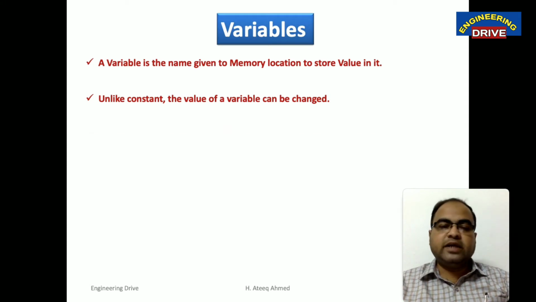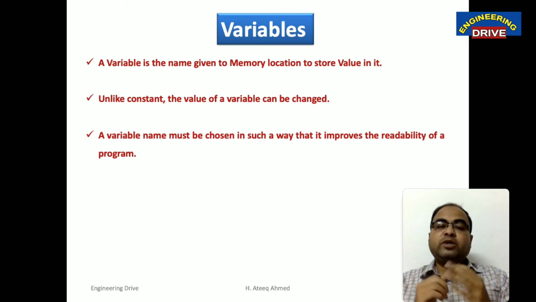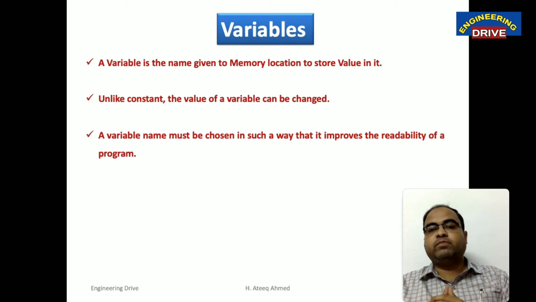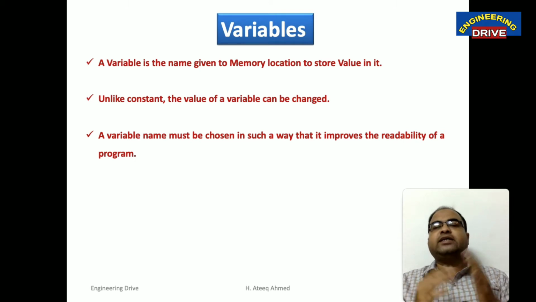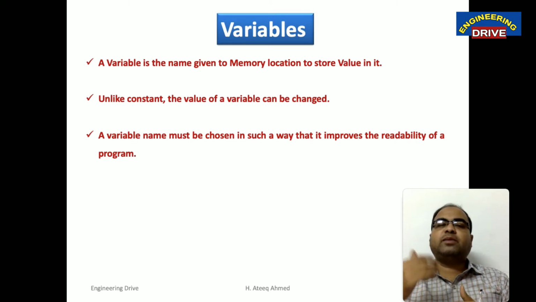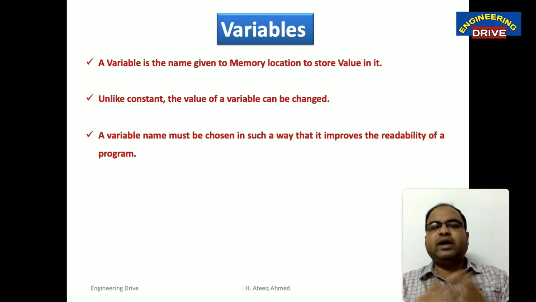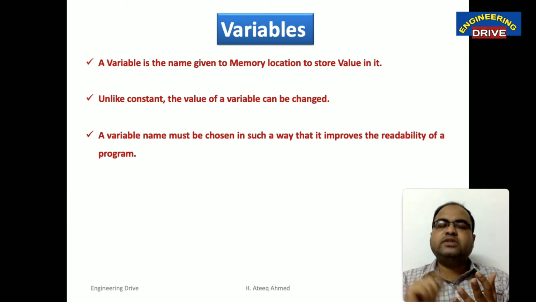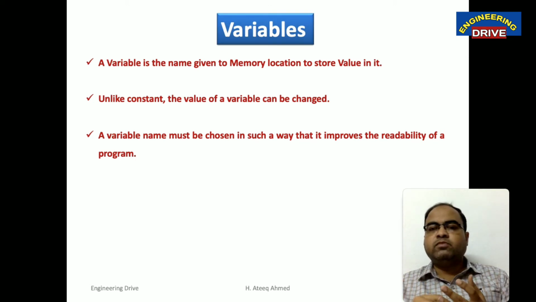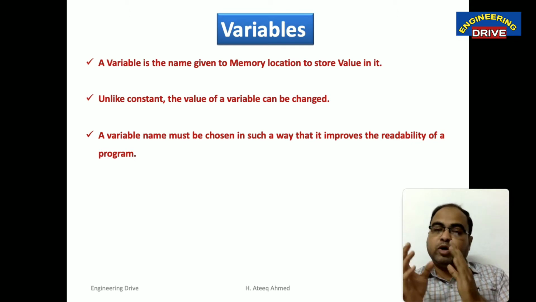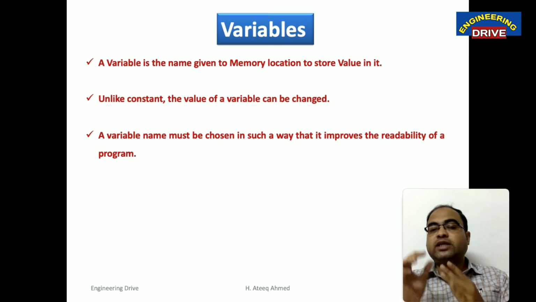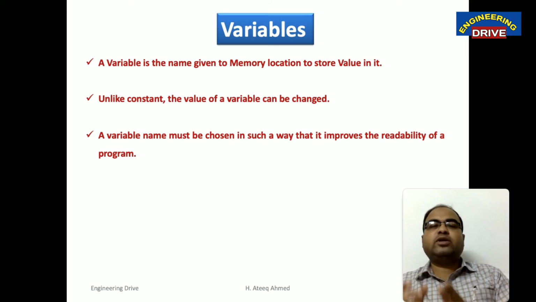Next point, a variable name must be chosen in such a way that it improves the readability of a program. For example, I want to write a C program to calculate and display the sum of two numbers. At that time I can make use of the variables num1, which is number 1, comma num2, which is number 2, comma sum, which is the third variable. Why for the third variable have I taken the name sum? Because in the third variable I want to store the sum.